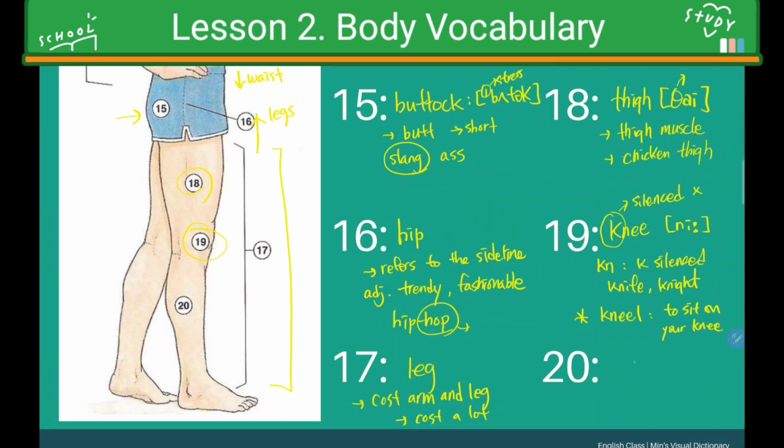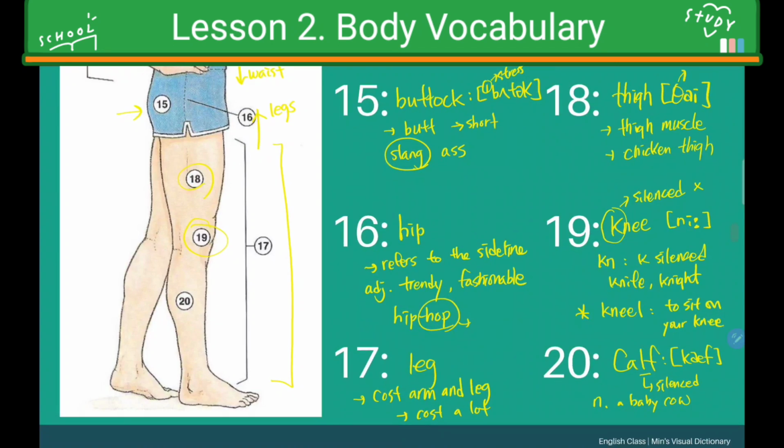And number 20, we have this one. And here L is silenced, and that becomes calf. Calf. So just calf. L is silenced. And it also refers to a baby cow. Okay?